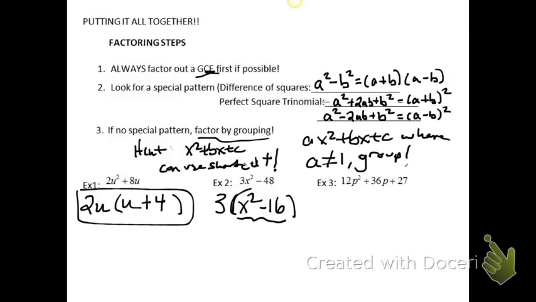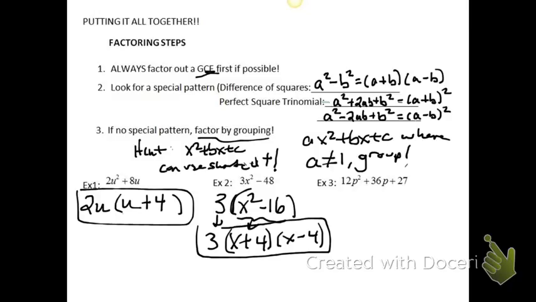I know that I can square root the first term and get an x. I can square root the 16 and get a 4. So remember, this factors into x plus 4 times x minus 4. Now don't forget, since we factored out the greatest common factor of 3, I still need to have a 3 out in front. So this problem factors completely into the product of 3 times x plus 4 times x minus 4. Let's do one more example.